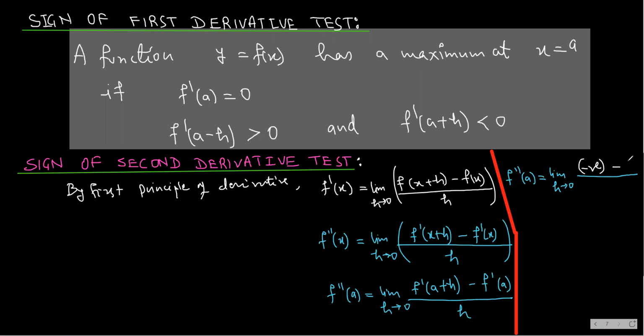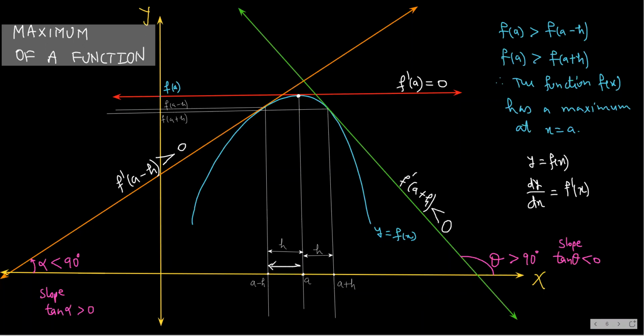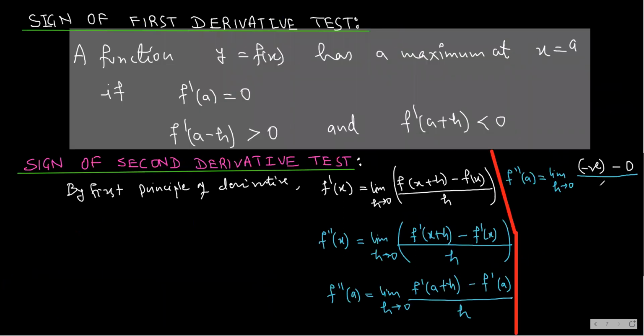So negative minus 0 upon what is h? H is the distance between these two points. H is always positive. So negative minus 0 upon positive. So what you would have is negative upon positive. See, negative minus 0 is negative and negative upon positive is negative. So see students, what you will get is a negative value. So f double dash a is less than 0. The sign of the second derivative, you got negative.